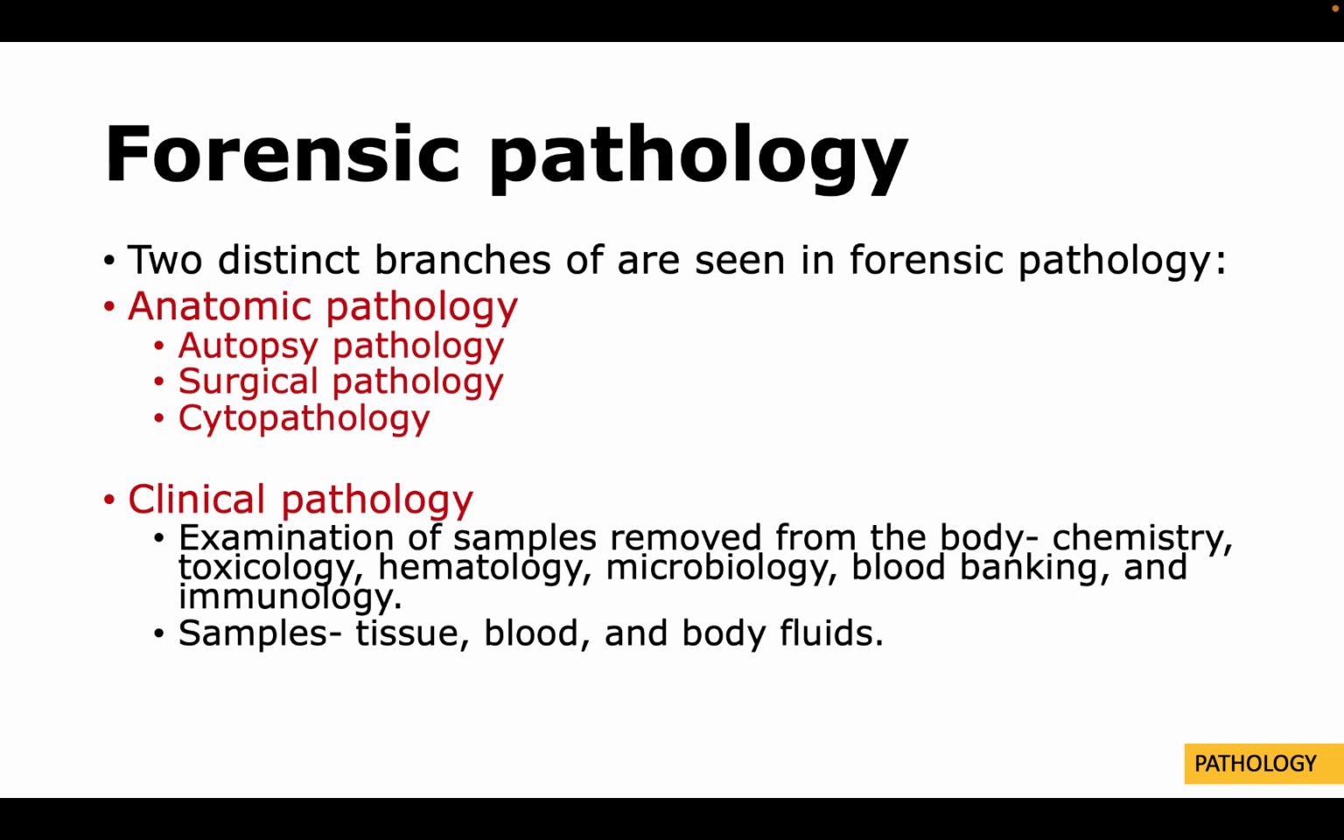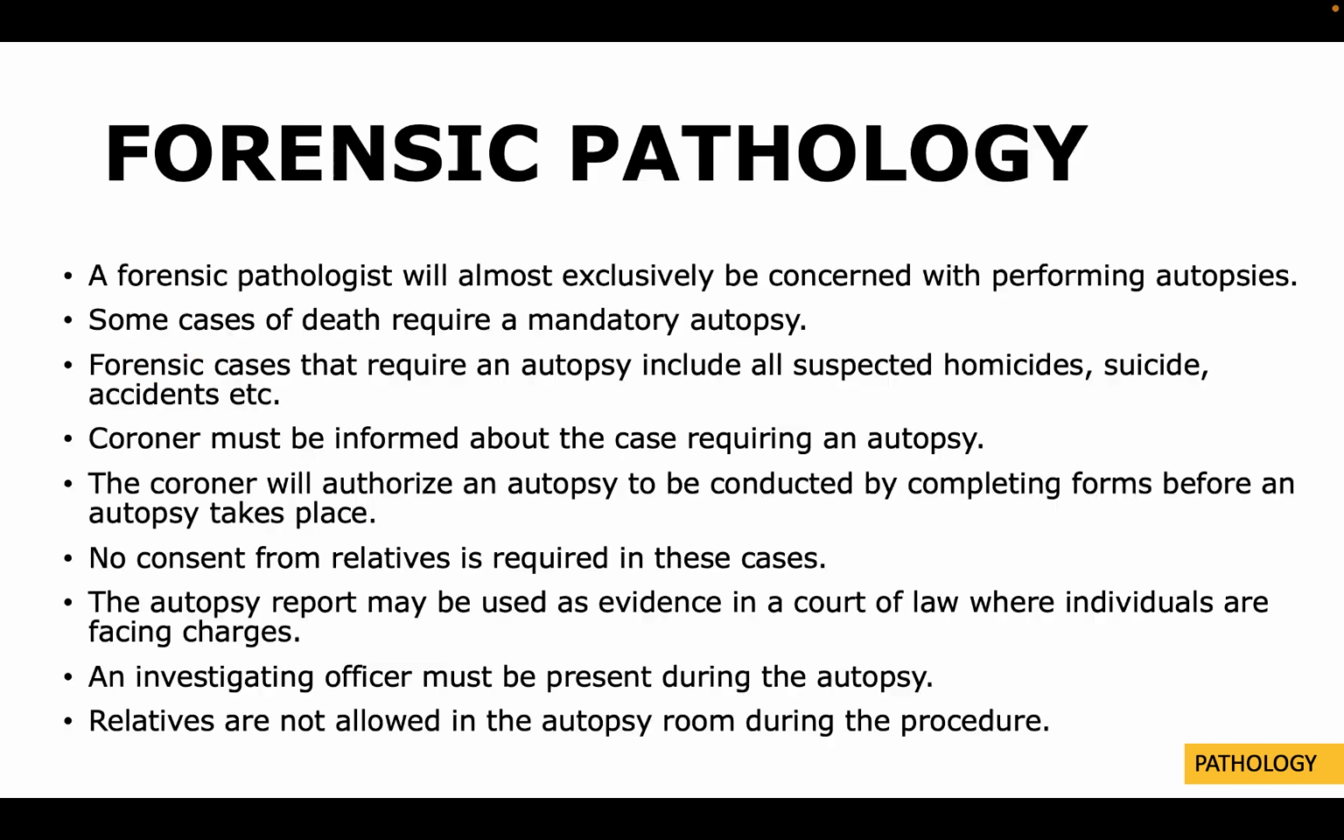There's what is known as anatomic pathology, which deals with autopsies, getting tissues and samples from the dead, surgical pathology, and even cytopathology. Then you also have clinical pathology, where you examine samples from the body. For example, if someone comes in drunk, how do you prove that they're drunk? You could get samples from the body for chemistry, toxicology, hematology, microbiology, blood banking, and even immunology, as well as samples such as tissues, blood, and body fluids.